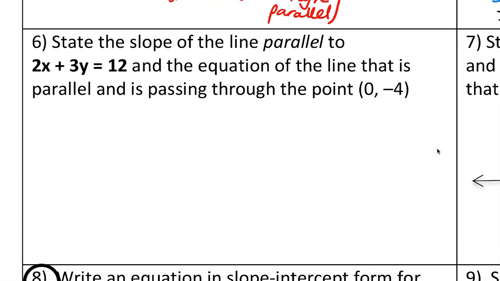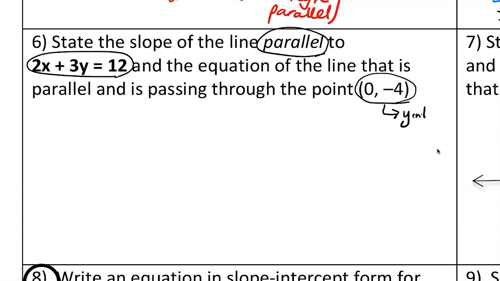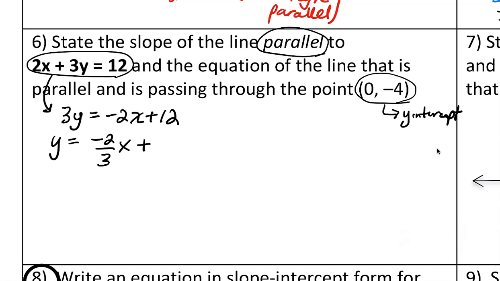So let's use this to actually write an equation. State the slope of the line parallel to this line, and the equation of the line that's parallel and passing through the point 0, negative 4. I noticed that 0, negative 4, with a 0 x-coordinate like that, is the y-intercept. For this line, let's write this in slope-intercept form. We'll subtract 2x from both sides and divide by 3. 12 over 3 is 4. So the slope of this first line is negative 2 over 3.